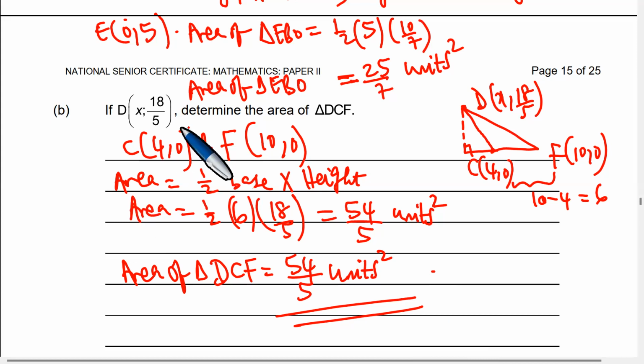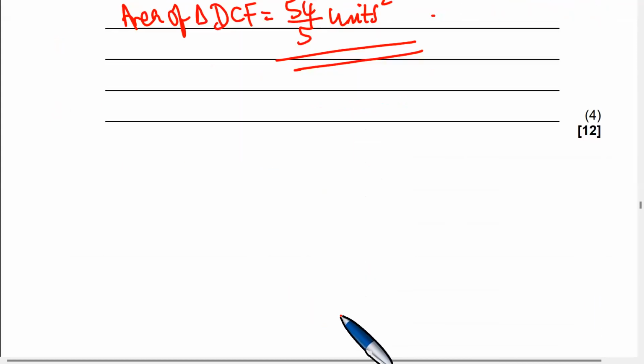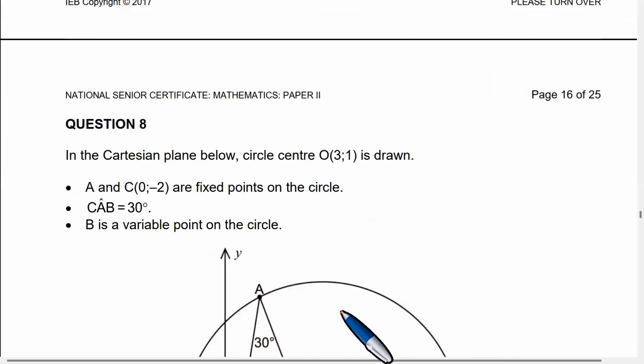So we had to find the area of triangle DCF. Here is the triangle here. And we realized a couple of things. We had to find the coordinates of C, we had to find the coordinates of F, and then we can find the base. And then the height is 18 because the height is the Y component there. Okay, so we are good. Let's see another question.